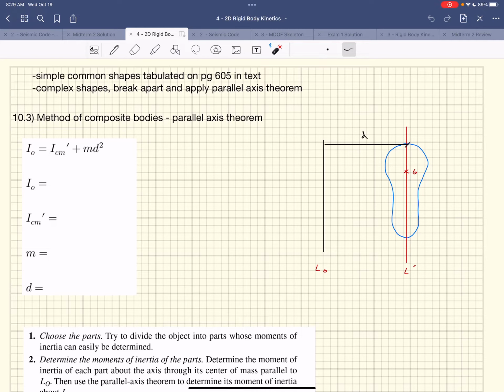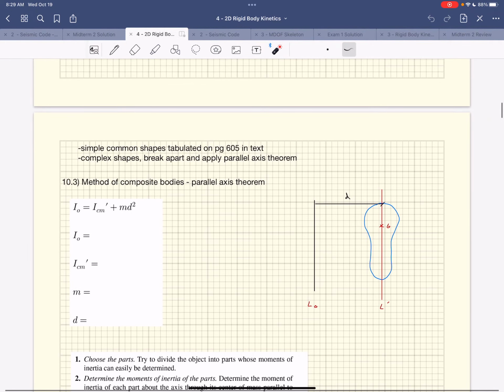We need them. And so the method of composite bodies is where you break a body up into multiple components and then you use the parallel axis theorem to combine them. So hopefully by today we'll get through an example here. It's just a necessary evil to get to where we want to go. Okay, so simple shapes are tabulated on page 605. Complex shapes, break apart and apply the parallel axis theorem to combine them, and that's called the method of composite bodies.